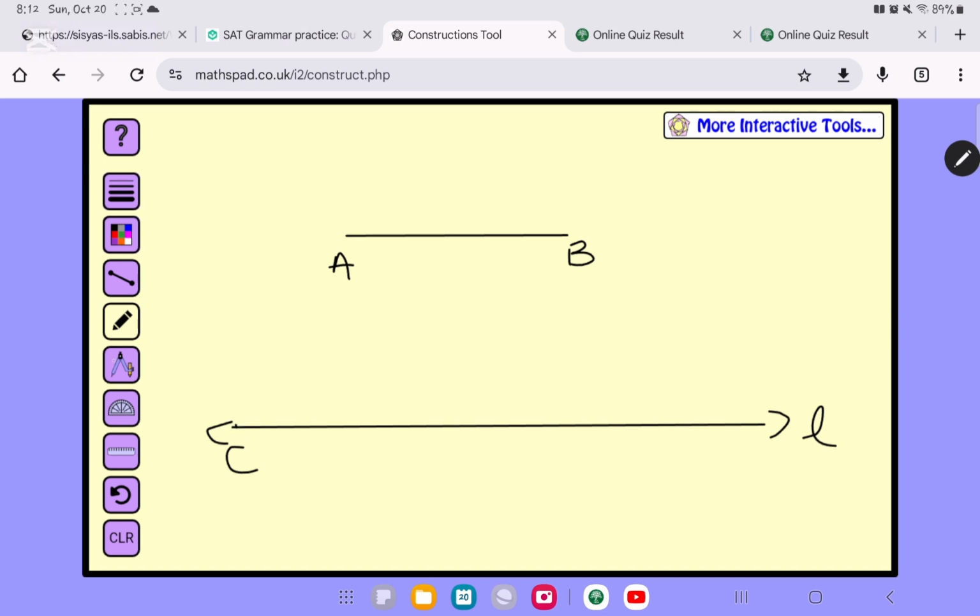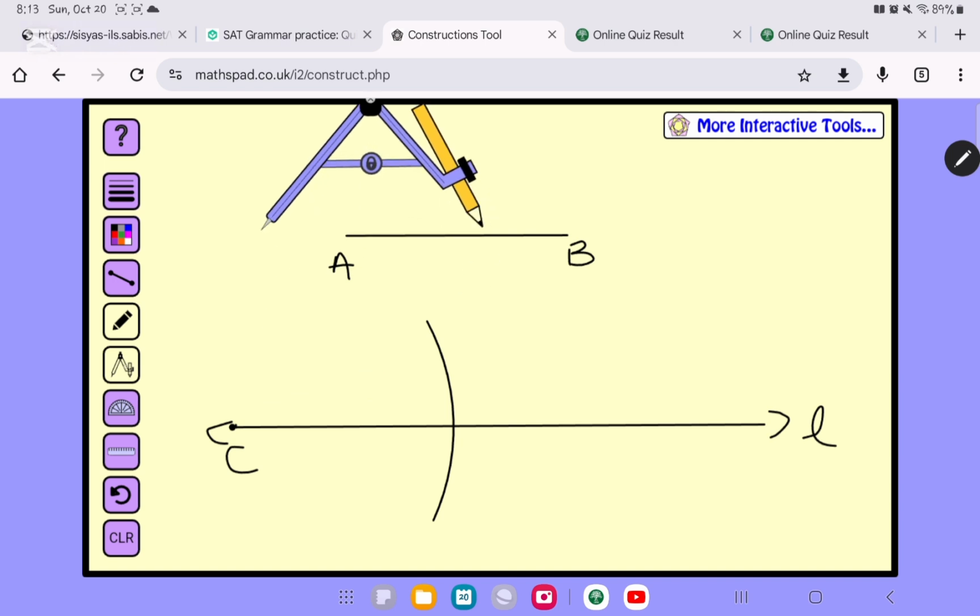Alright? The very next step we're gonna do is that we're gonna measure the length of AB using a compass. The length of AB using a compass, we call this radius AB. Now, if we are gonna go on to the third step, we're gonna put the compass on center C. So we're gonna say with center C, we're gonna draw an arc with radius AB.